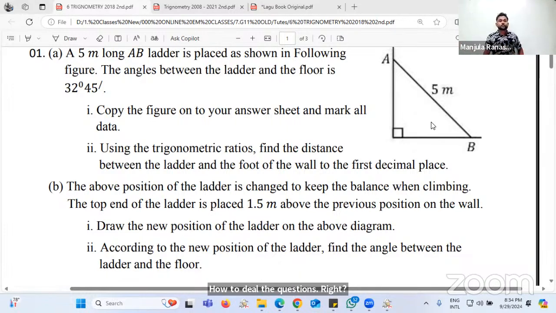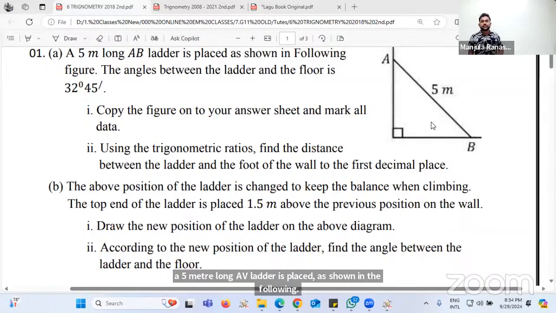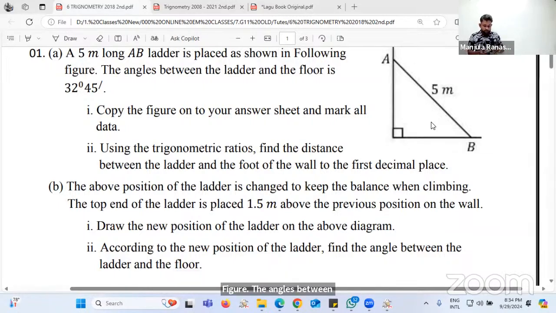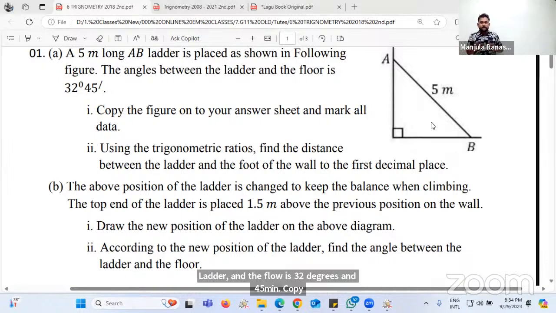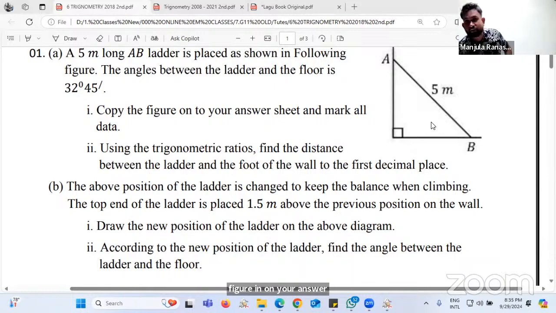A 5 meter long ladder AB is placed as shown in the following figure. The angle shown between the ladder and the floor is 32 degrees and 45 minutes. Copy the figure on your answer sheet and mark all the data. First question, we will do together.